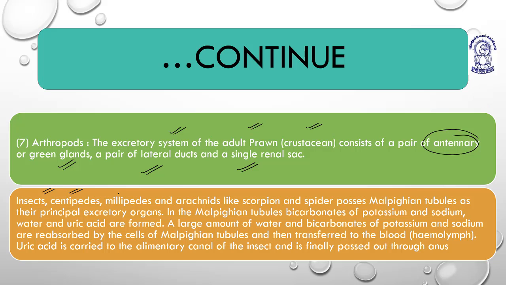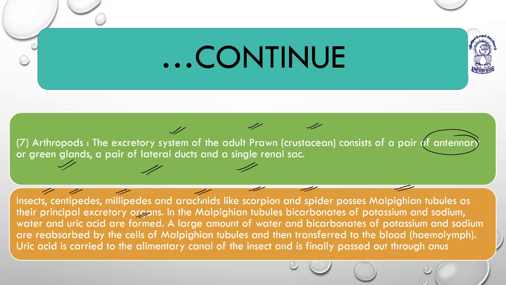Insects, centipedes, millipedes, and arachnids like scorpion and spider possess Malpighian tubules as their principal excretory organs. So please remember, in arthropods, the adult prawn has antennary glands or green glands, a pair of lateral ducts, and a single renal sac.